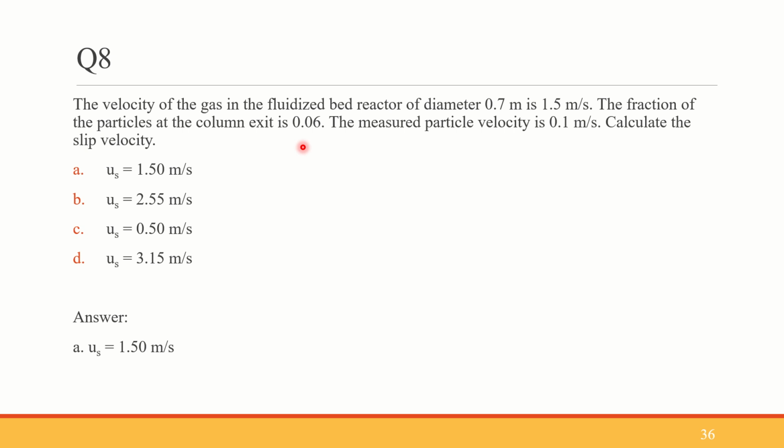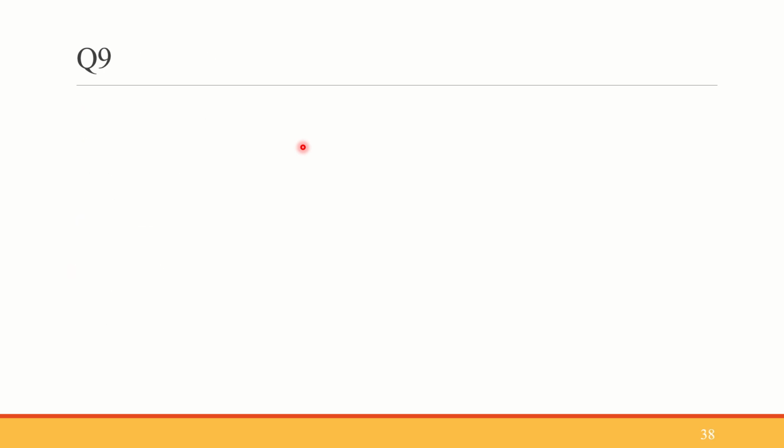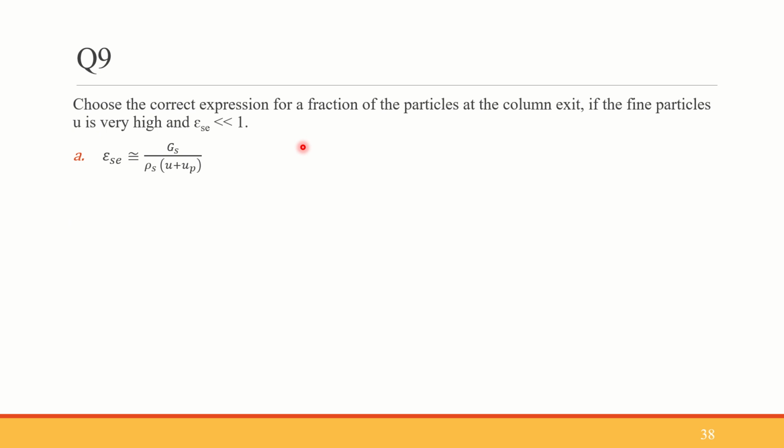Now we will go to question 9. In question 9, choose the correct option for the fraction of the particles at the column exit if the fine particle velocity is very high and epsilon SE is less than 1.